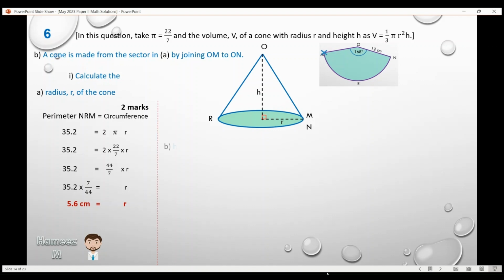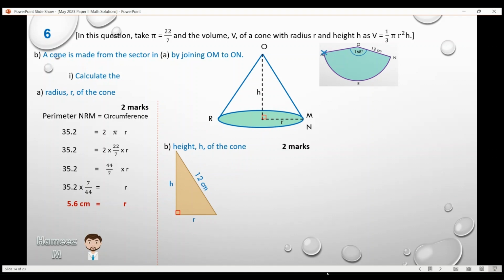Now we move on to part B, where they're asking us to calculate the height of the cone. OM is the slant length, which we know from before is 12 centimeters, and we want to find H. If we look at H and R, we have a 90 degrees being formed there, so we can recognize that there's a right angle triangle, with OM as the hypotenuse. Let's extract it.